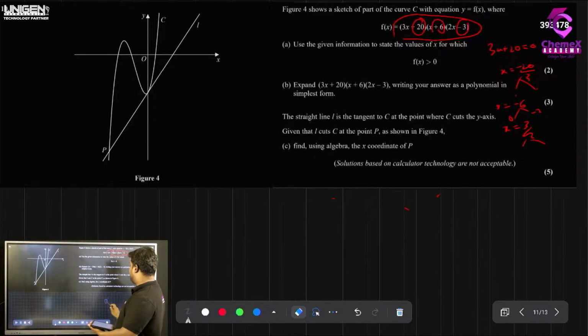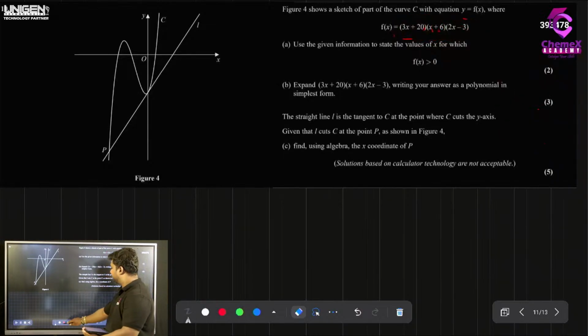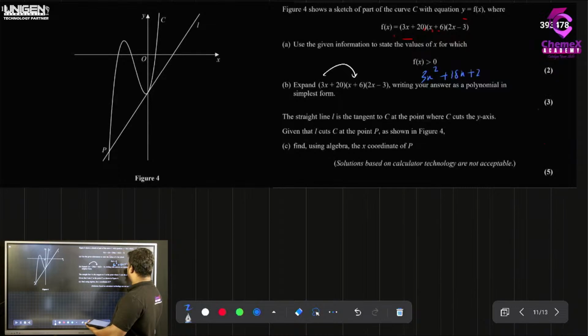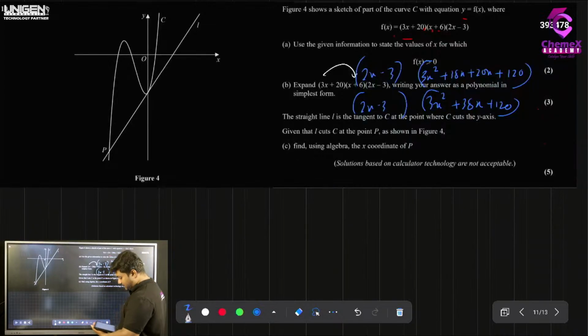Okay. A part is done. Now is the expansion of B part. How do you expand? Just multiply it with this 3x squared. Let me get another pen. 3x squared plus 18x plus 20x plus 120. Then simplify it, then again expand with 2x minus 2. So 3x squared plus 38x plus 120. If you expand this again, what do you get?